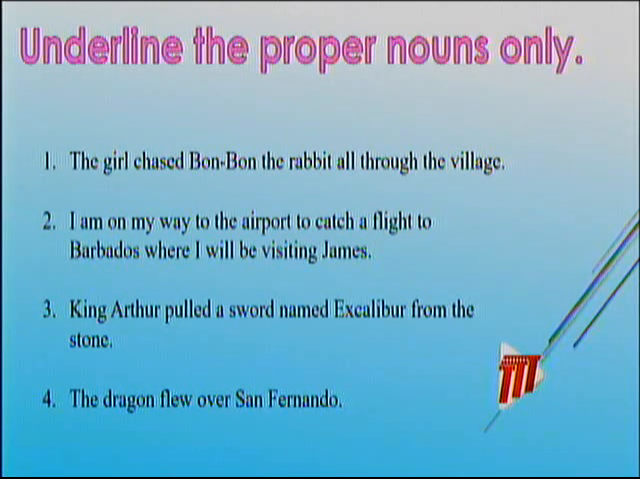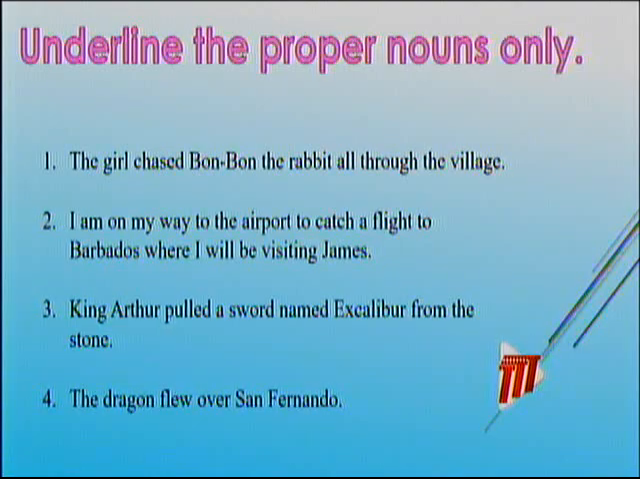And what we will do is we'll get the common ones after. So number 1, the girl chased Bon Bon the rabbit through the village. Take a little time, and I want you to find the proper nouns only in that sentence. See if you can accomplish that. Right? So you have them. Number 2, I am on my way to the airport to catch a flight to Barbados, where I will be visiting James. Good. Proper nouns only. Number 3, King Arthur pulled a sword named Excalibur from the stone. So that's 3. And number 4, the dragon flew over San Fernando. Take a little time. Proper nouns only.